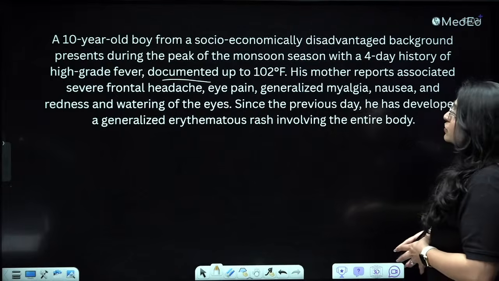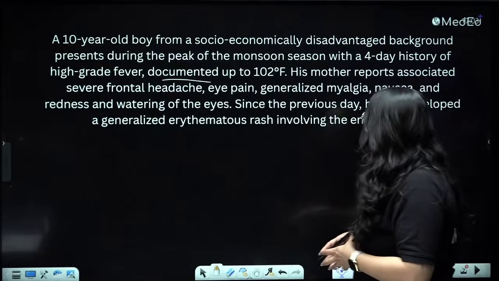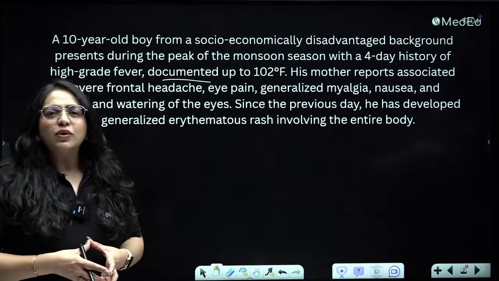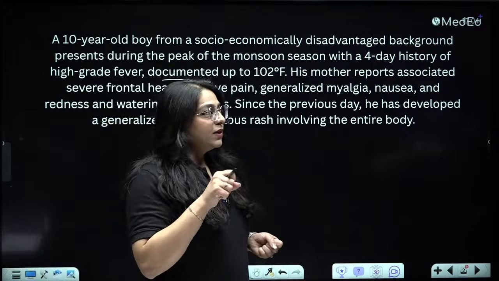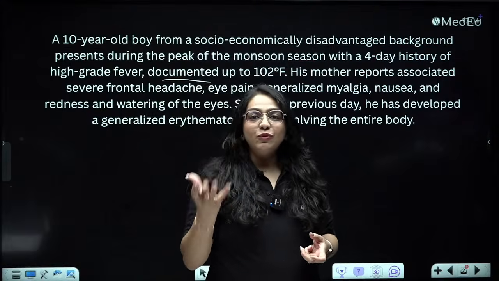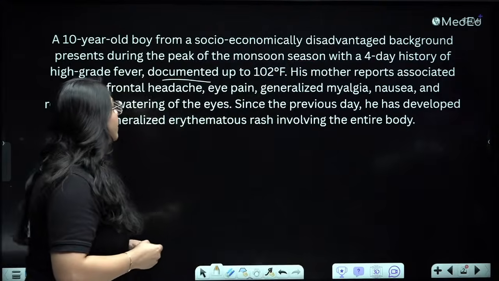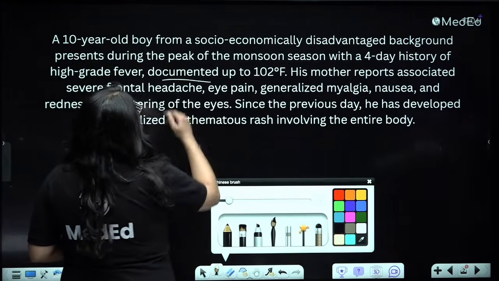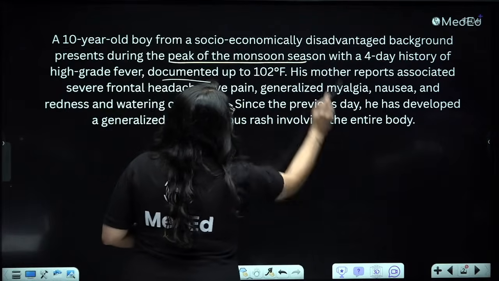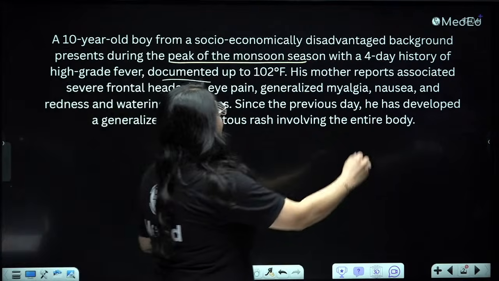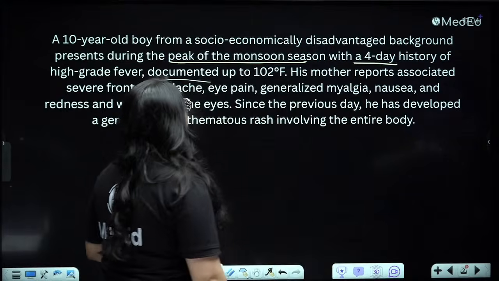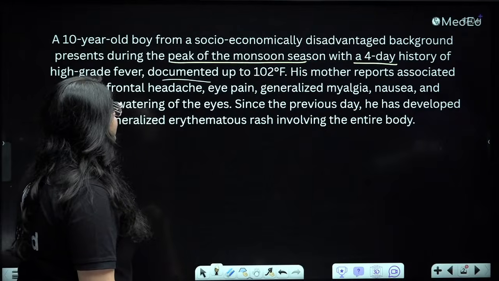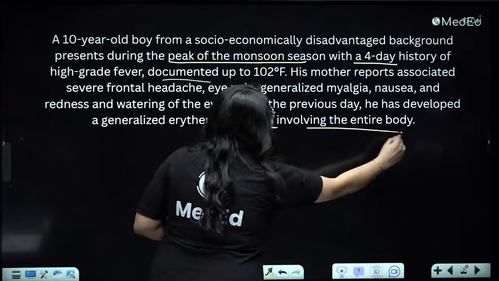His mother reports associated severe frontal headache, eye pain, generalized myalgia, nausea, redness and watering of the eyes. Does it not look like a common seasonal flu, right? But he's come to you in the peak of the monsoon season. So I am thinking that I should probably highlight peak of the monsoon season, 4-day history, high grade fever, and there is headache, eye pain, myalgia, nausea, redness, watering of the eyes. He has developed a generalized erythematous rash involving the entire body.